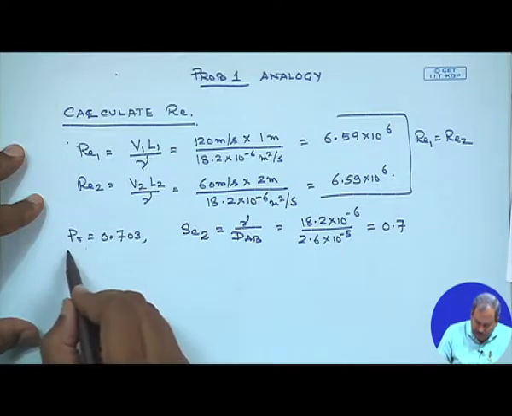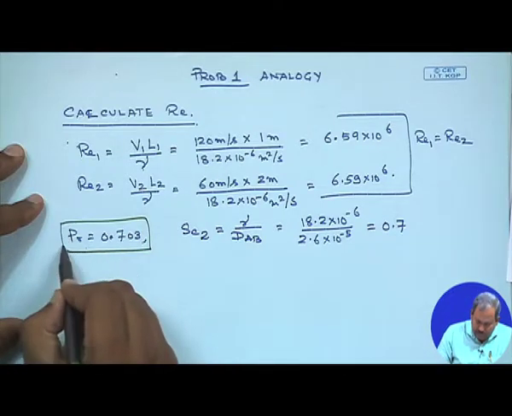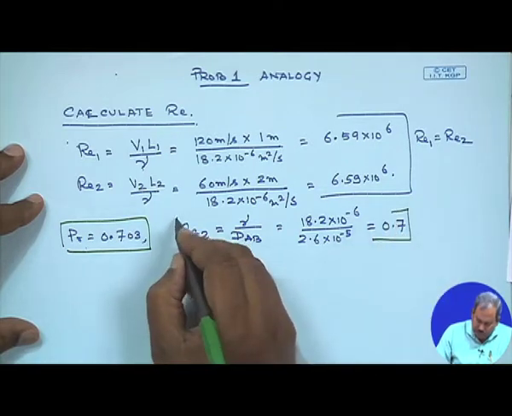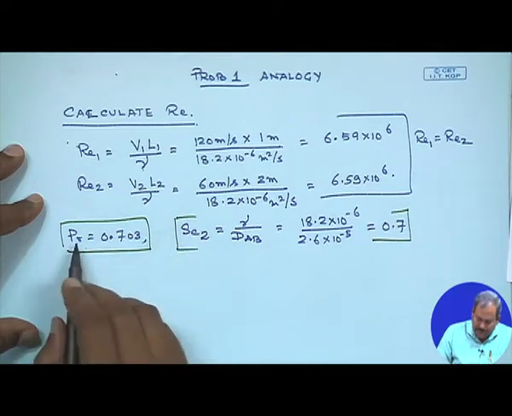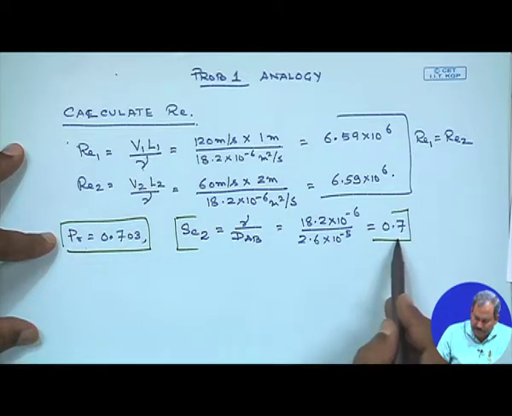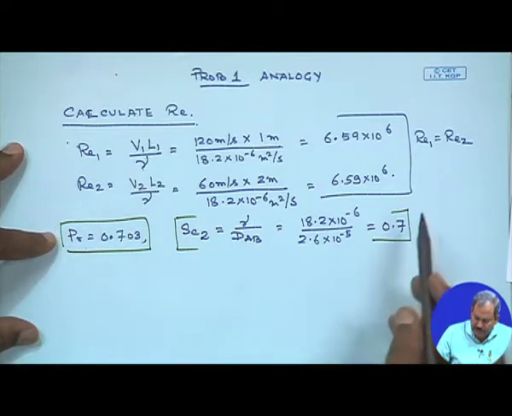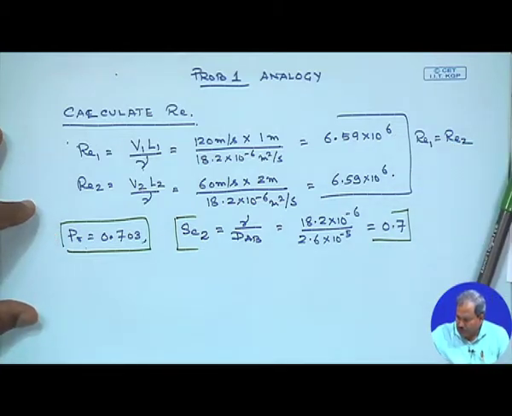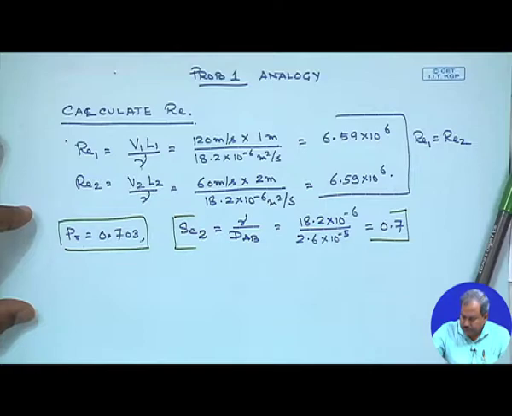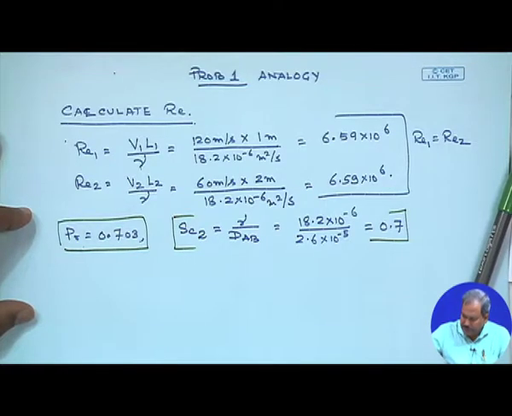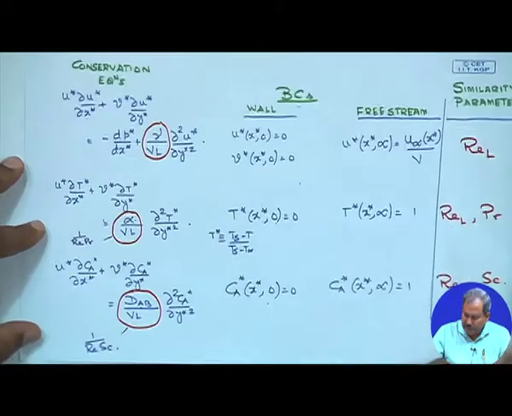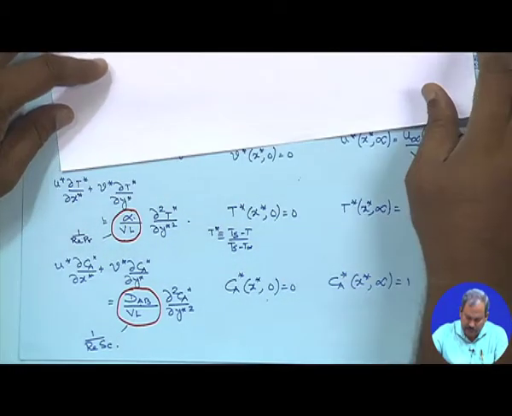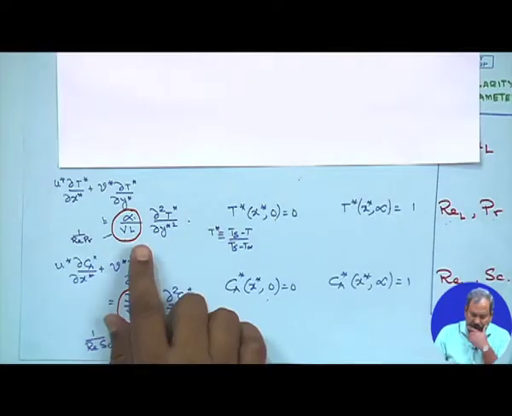So, you look at the value of Schmidt number and Prandtl number, they are equal. Since they are equal, Reynolds numbers are equal. So, if you go back to our fundamental equation and concentrate only on the heat and mass transfer part of it.